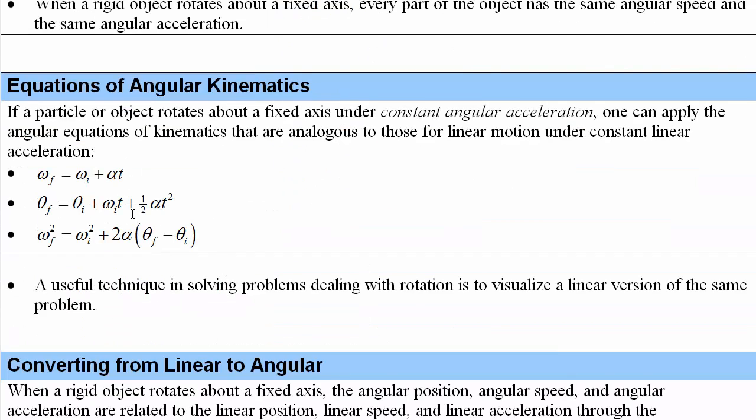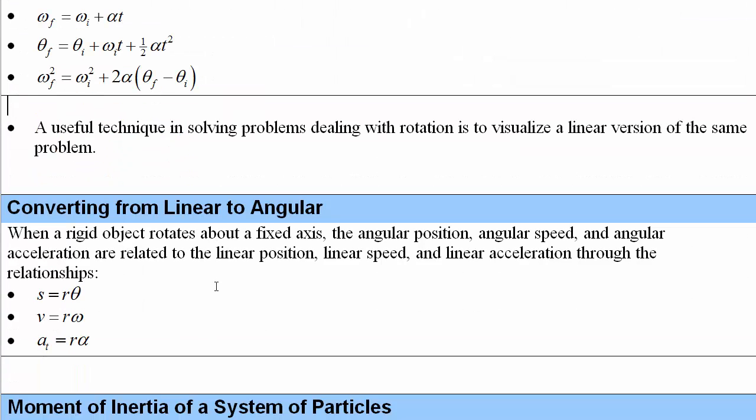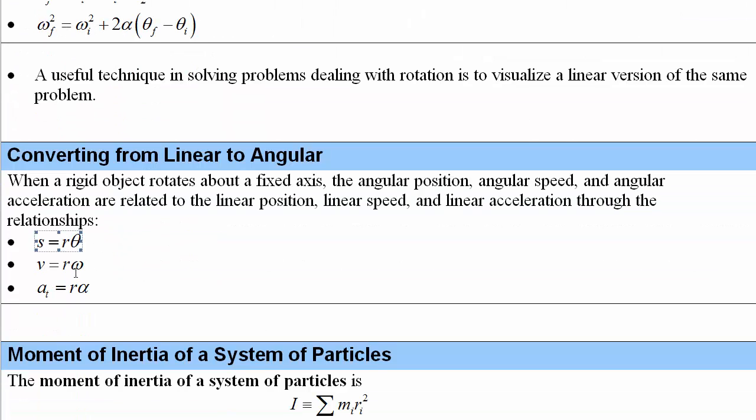Equations of angular kinematics. If we've got a constant angular acceleration, then you can use these equations just like we could for linear kinematics. The same calculus derives that. Converting from linear to angular is just a matter of multiplying by the radius. This works in a global sense if the radius is constant, and even if the radius is changing, it still works locally, so for the instantaneous radius at that time.